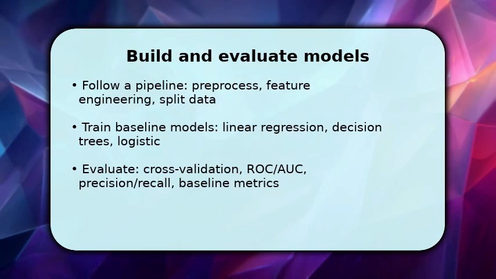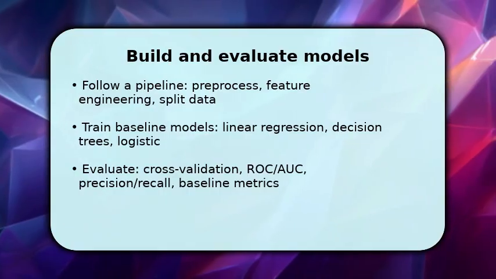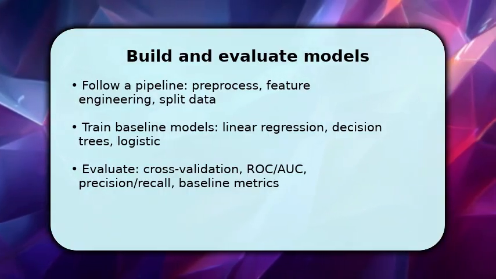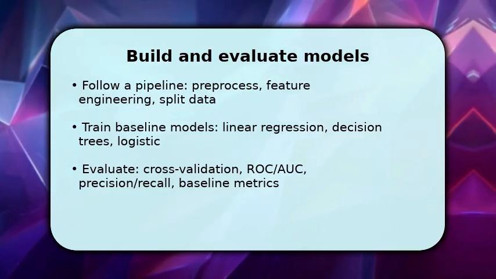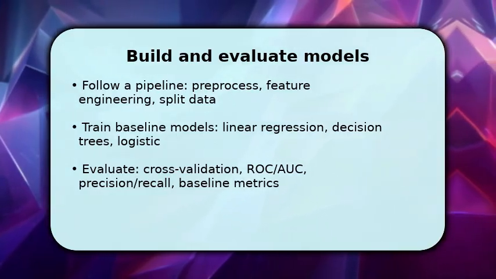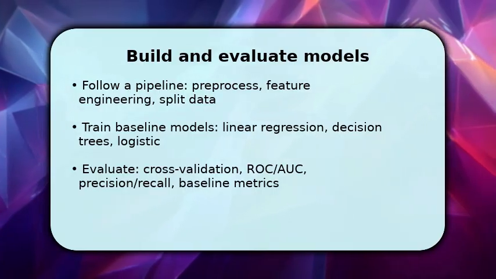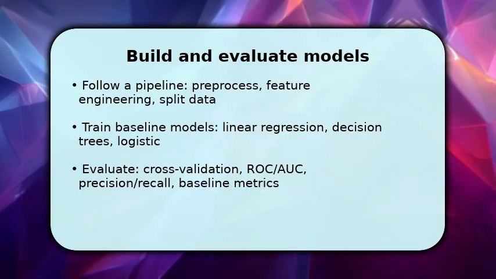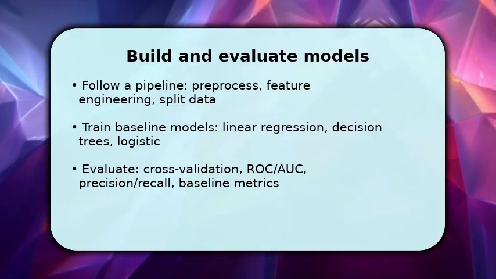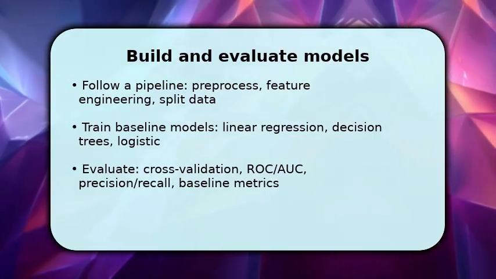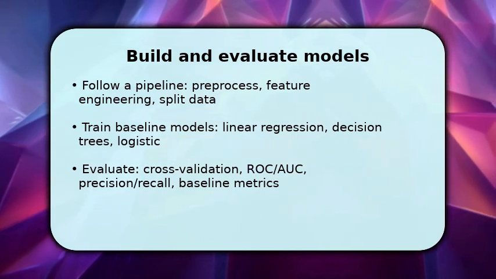Next, move into the complex middle steps by constructing a clear pipeline. Clean and preprocess data, engineer features, and split into train/validation/test sets. This prevents leakage. Train simple baseline models first to set expectations, then incrementally add complexity like regularization or ensemble methods. Use cross-validation and metrics aligned to your goal. For example, ROC/AUC for classification or mean absolute error for regression.